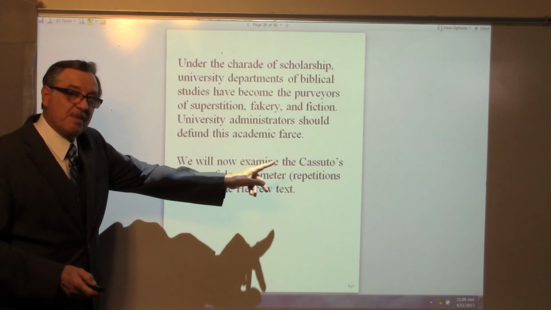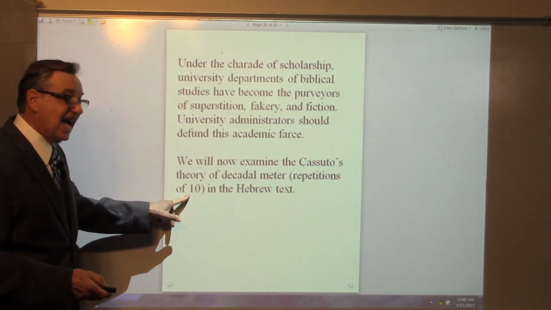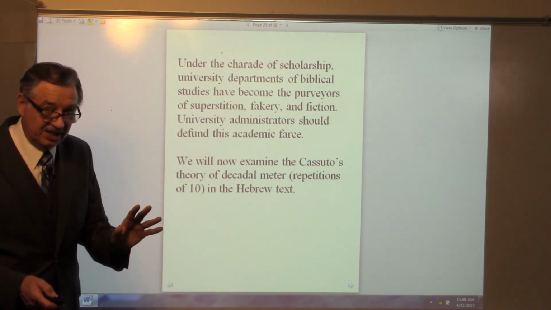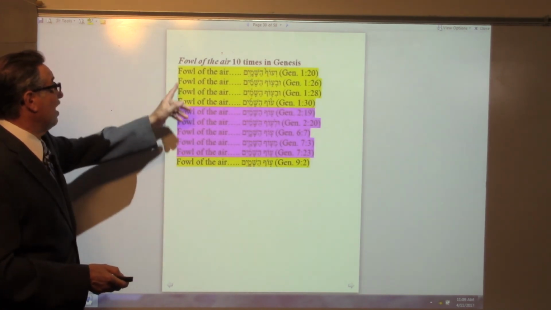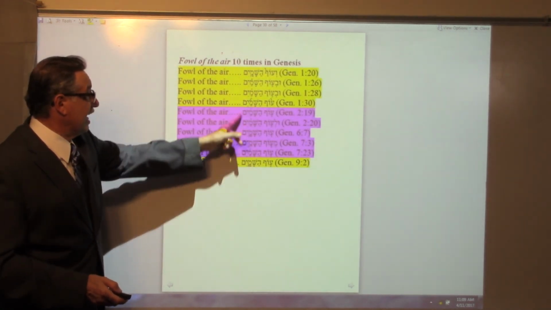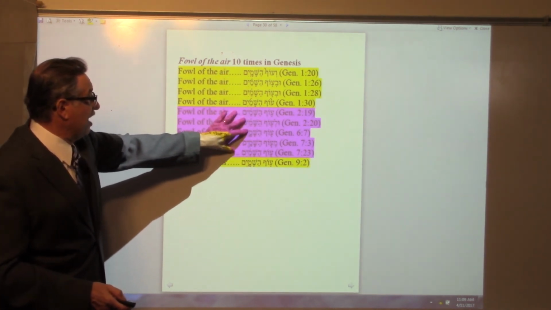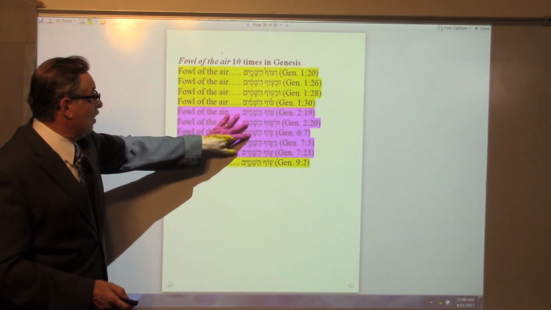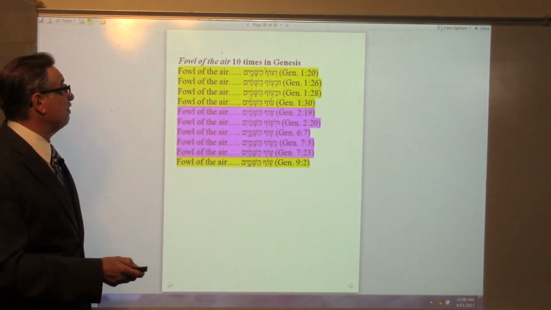We will now examine Cassuto's theory of decatometer. That's repetition of 10s. Remember, we said before, repetition of 7s, 10s, and 12s. Now we'll look at 10s, or decatometer. Fowl of the air, 10 times. Interesting, we have 4 in the first chapter, and 5 more here, supposedly by the Yahwist, and then another one by the priestly code here in Genesis 9:2.